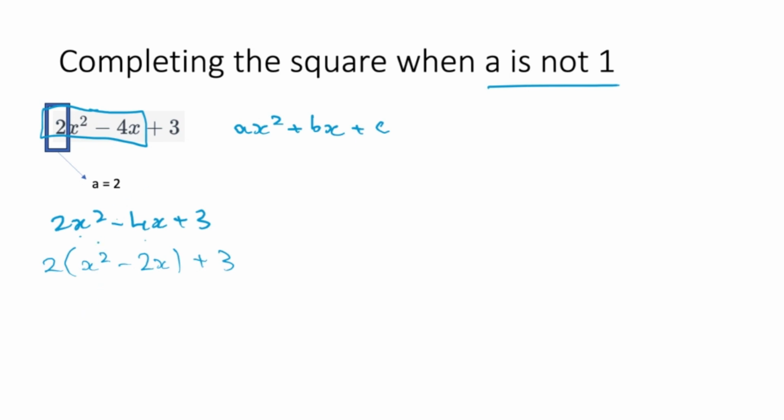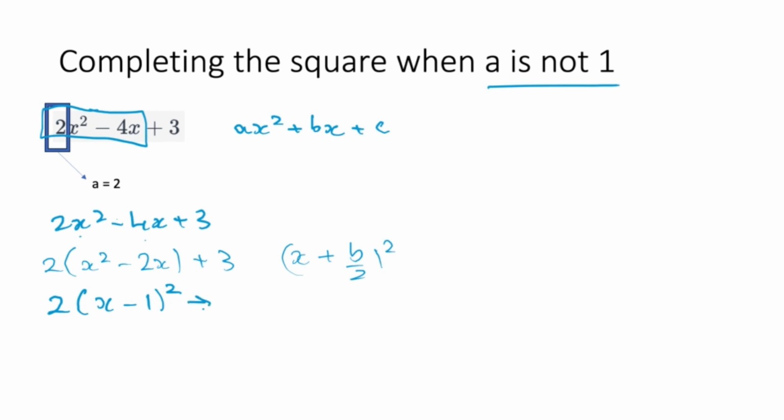Next, you use the same rule. So (x + b/2) all squared. You use the same rule for inside these brackets. So 2(x + 1) minus 1 squared. Remove the 3. Forget about the 3. So this will be a new form.